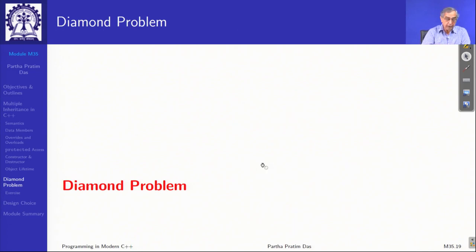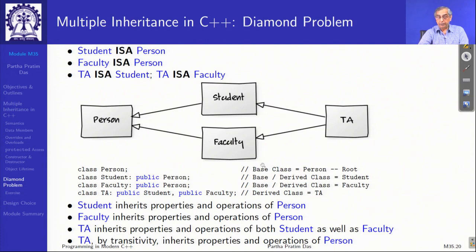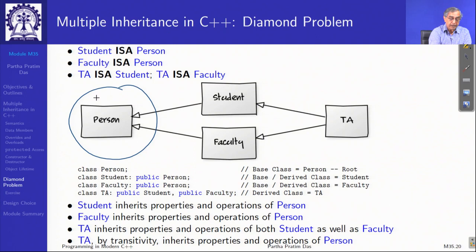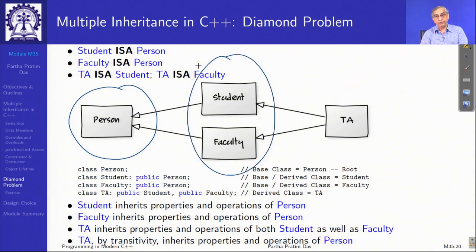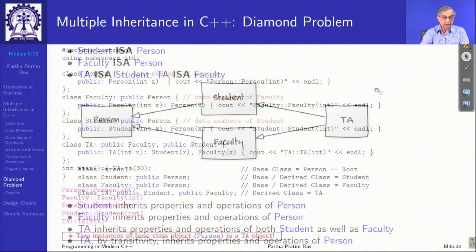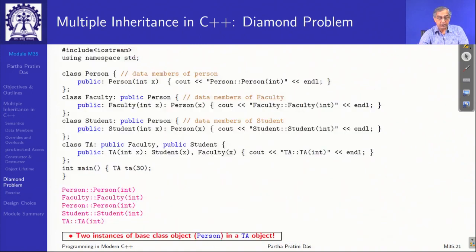Now, we will go back and look into the diamond problem. What is a diamond problem? Diamond problem is you have a common base class of your base classes that you are deriving from. So, the question is in the object of the class T A, which person will be taken. So, let us see what happens if you just code this. If we just do not think about anything, just code this part.